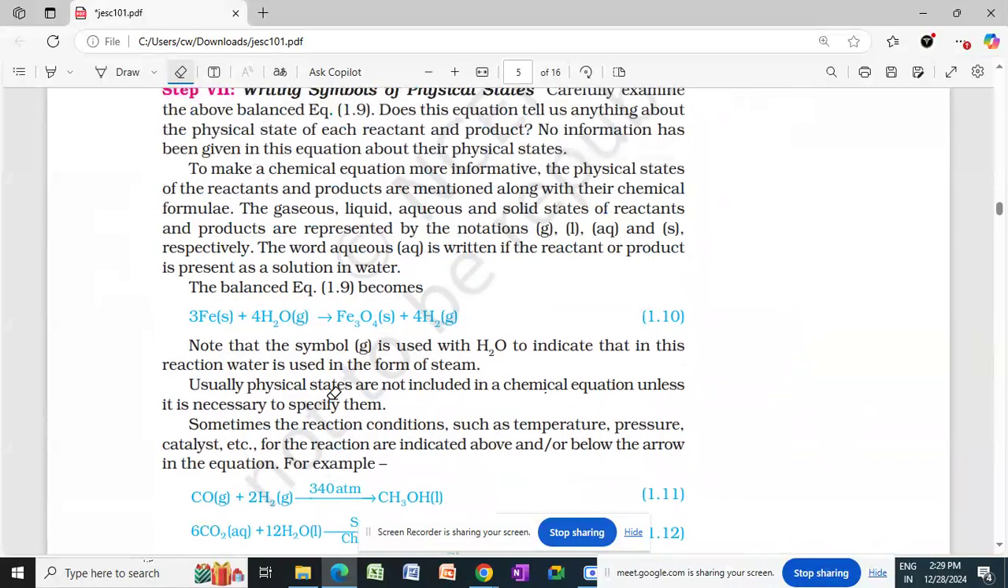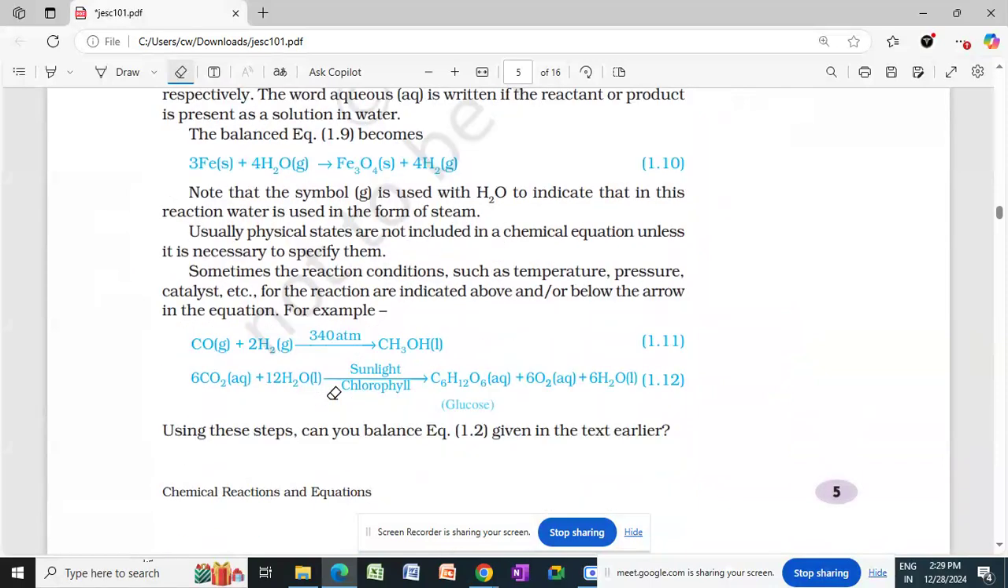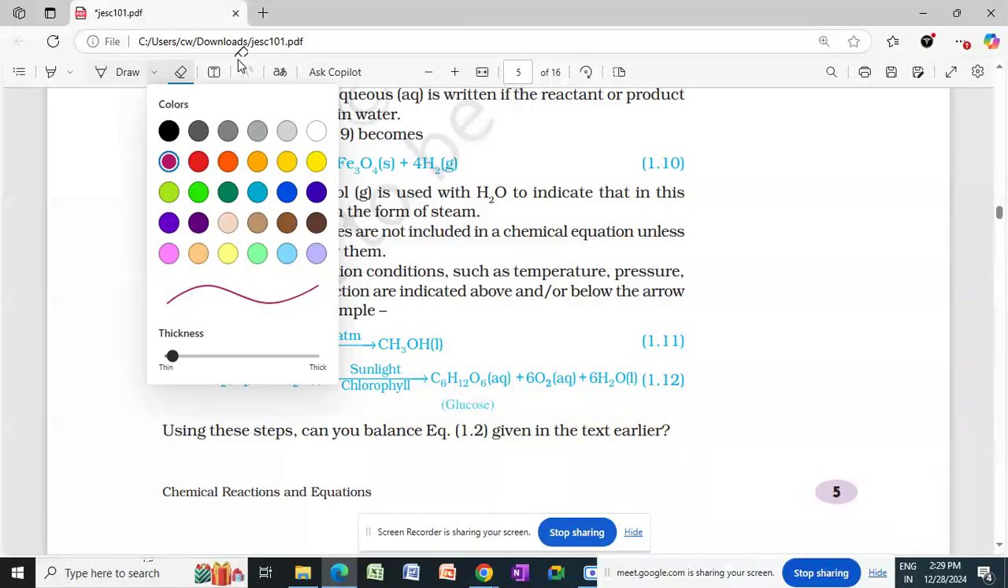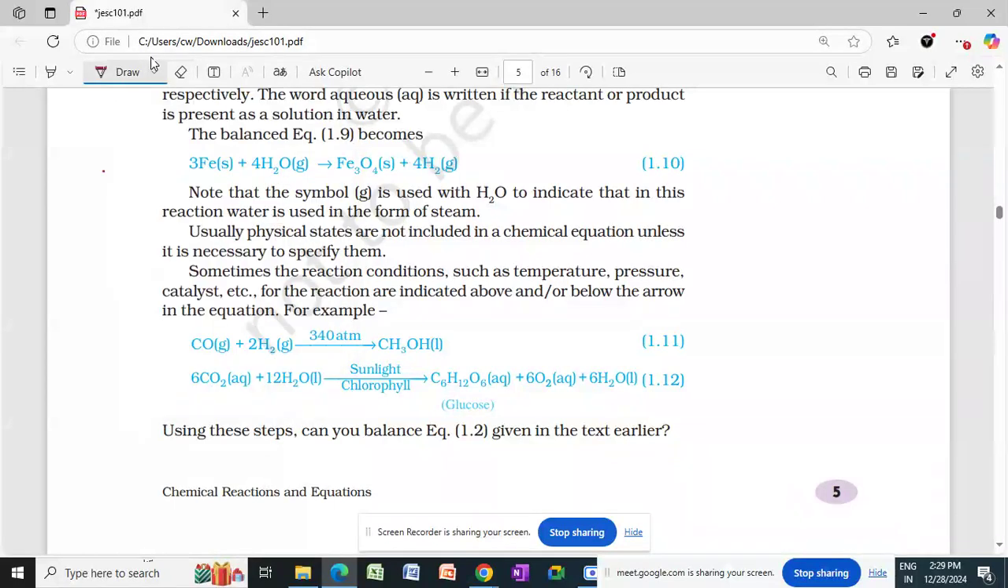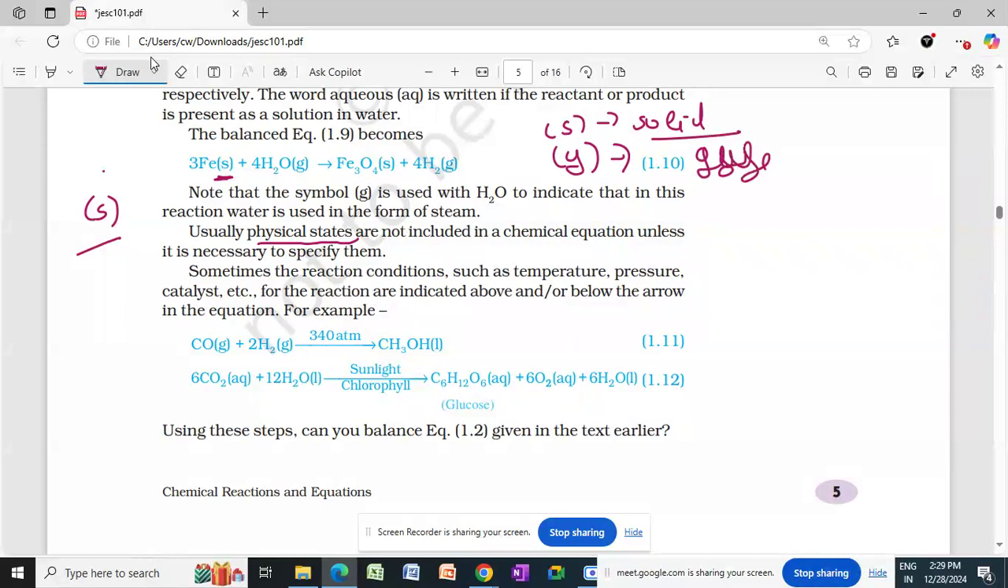Now we will see some other equations given here. See, here in the bracket you can see some basic things, like in the bracket S has been written. So this is representing what? This is representing the physical state. So S means the solid. Here small s represents solid. And here if in the bracket it is written G, then it represents the gaseous state.